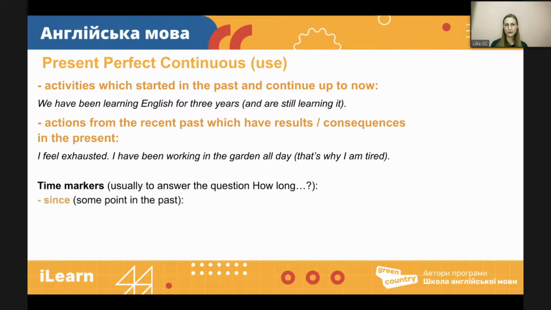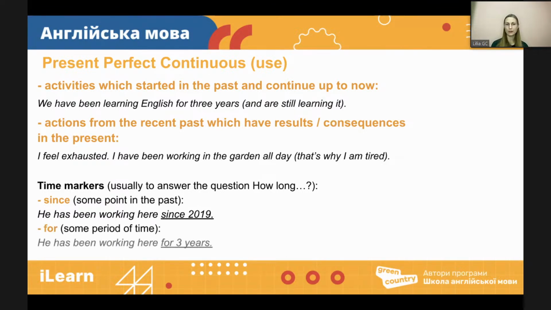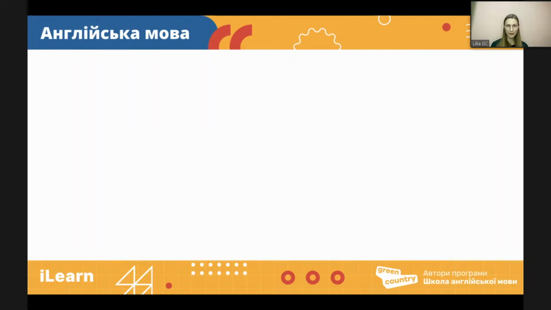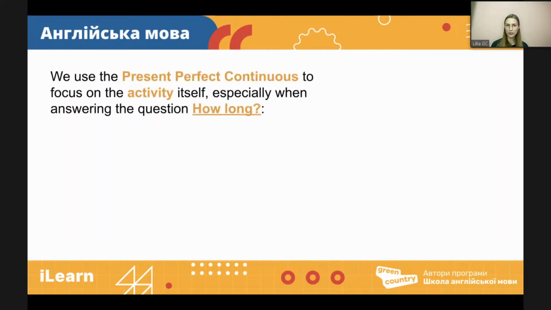And the time markers of present perfect continuous are these. Since, when we mention some point in the past, like he's been working here since 2019. Or for, when we mention some duration, some period of time. He's been working here for 3 years.